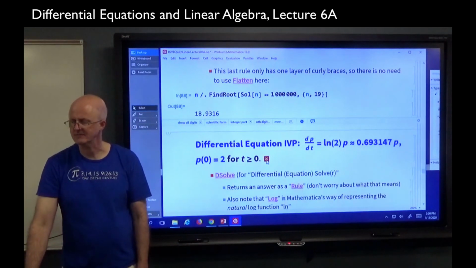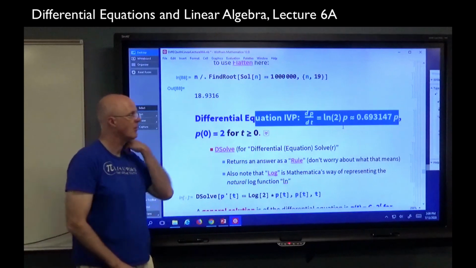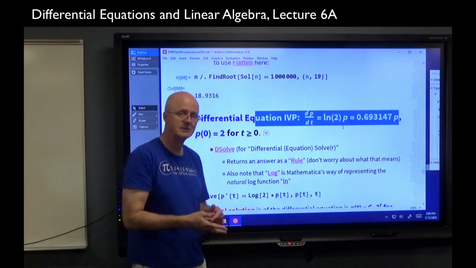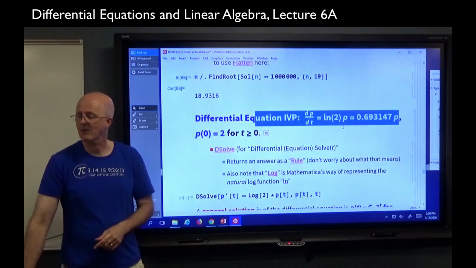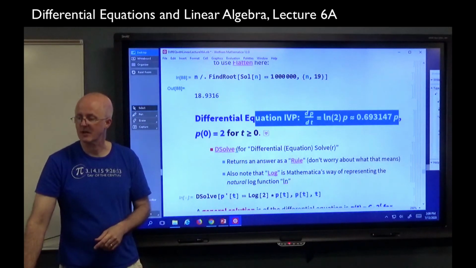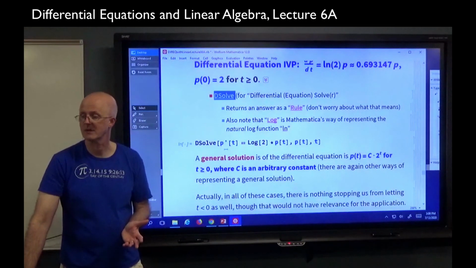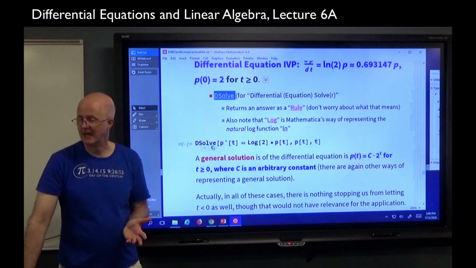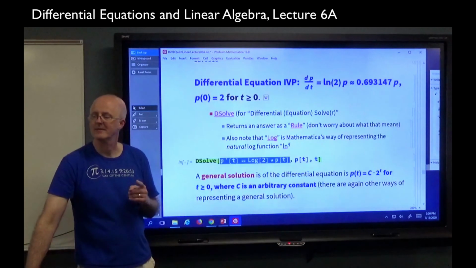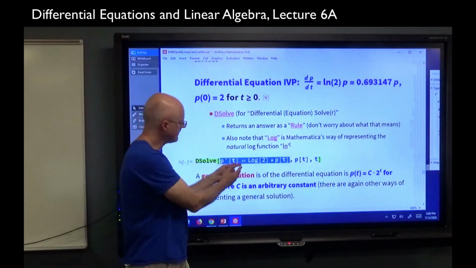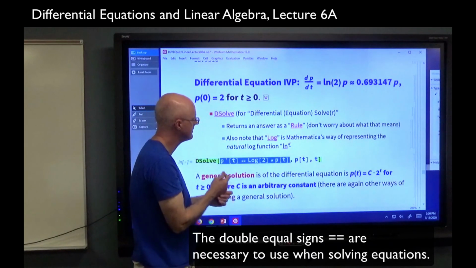All right, in this section, we're going to look at this differential equation, which came up in the continuous model. And we're going to use DSolve to solve the differential equation instead of RSolve to solve the difference equation. Here's the syntax for DSolve. Here's the differential equation. Now, when you look at this, you do see the double equal sign, you do see the capital L Log for natural log of 2.